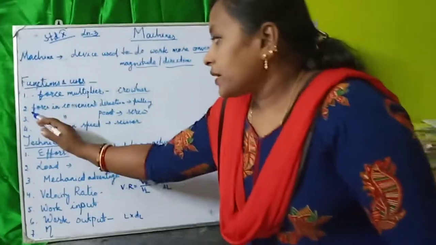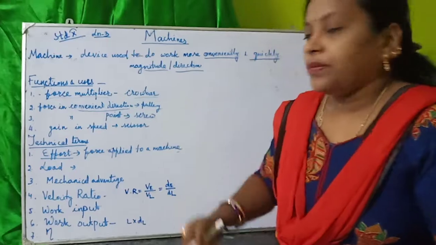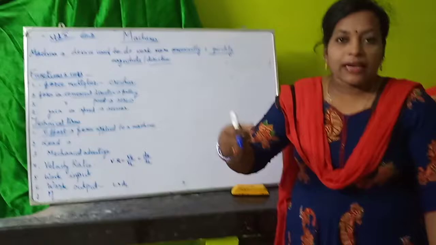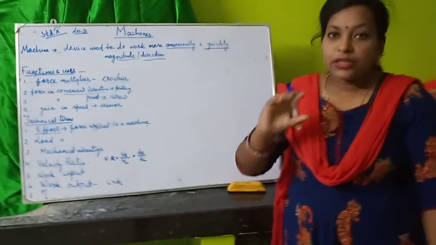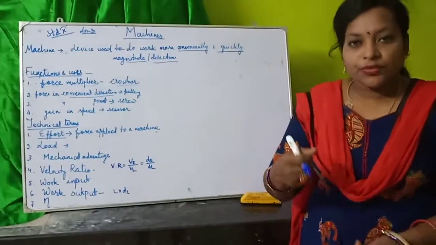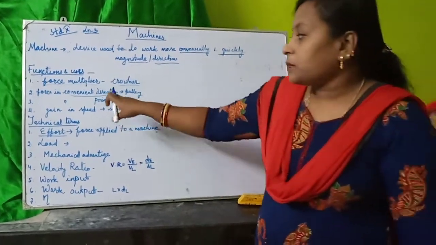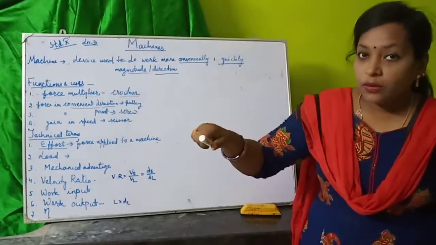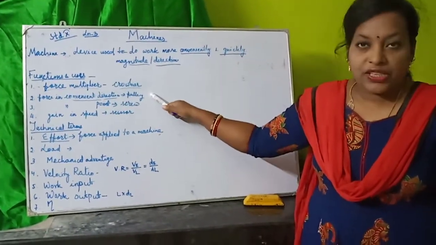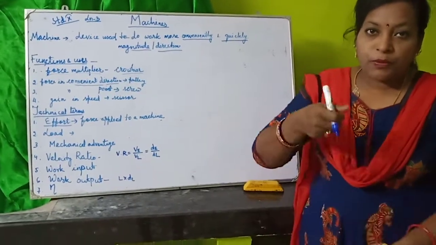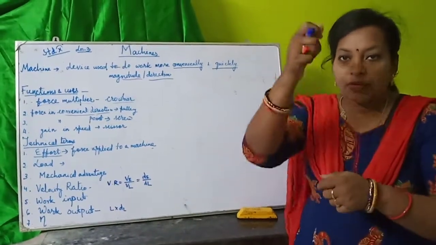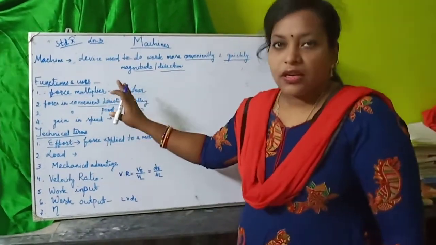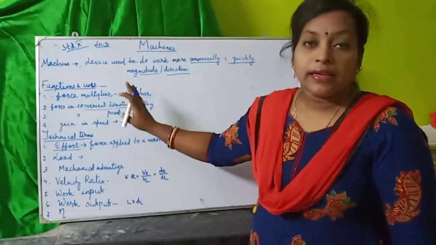Second one, application of force in a convenient direction. Suppose you are drawing water from a well without a pulley. Then it is very difficult. If you are using the pulley, it will be easy for you to draw water from the well. So here the pulley is acting as a machine. The direction of force before using the pulley is like this, but while using the pulley it is like this. The direction of force is changed, so we are applying the force in a convenient direction.